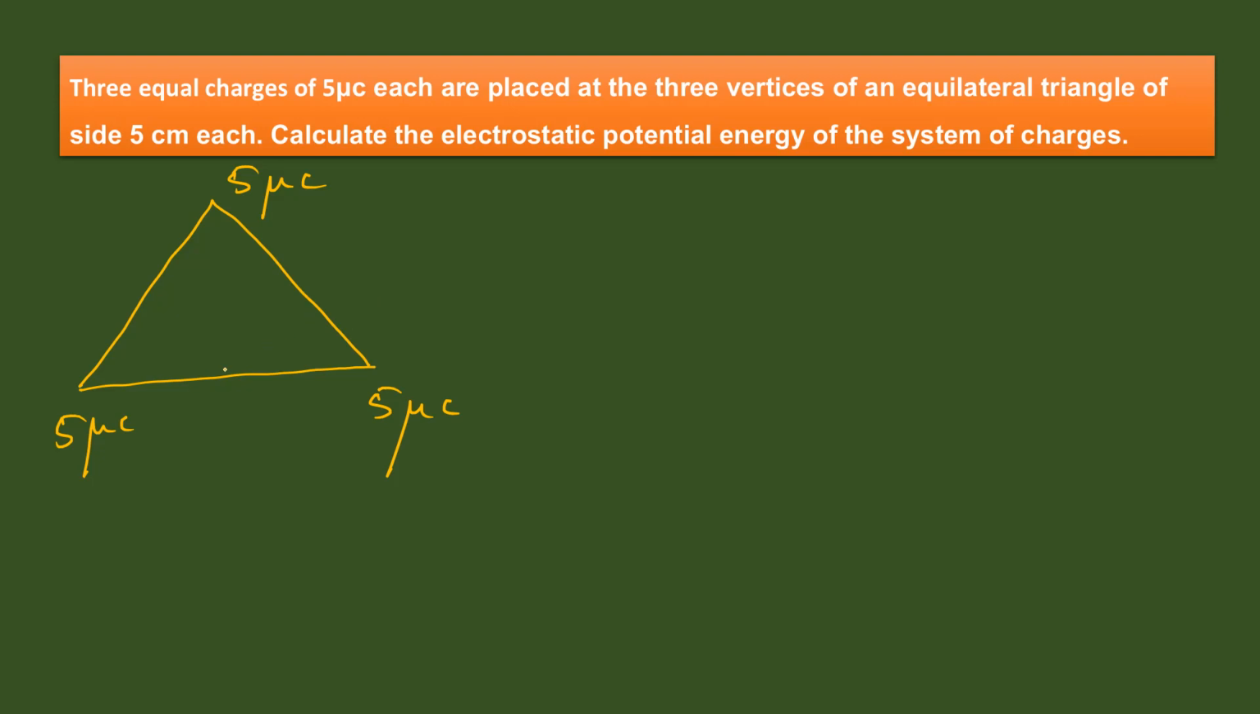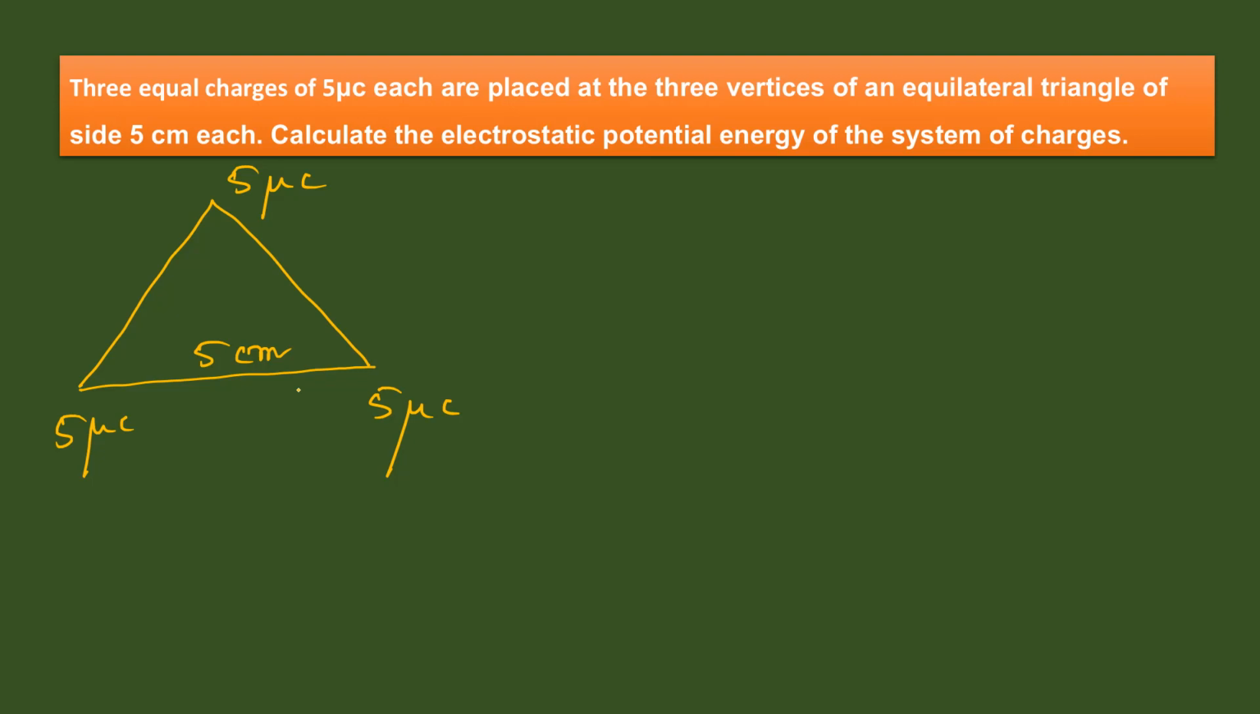And the separated distance is 5 centimeter. The equilateral triangle has the property that all of the sides are equal, so I don't have to write down the separated distance for each case. We have to find out the electrostatic potential energy of the system of charges.